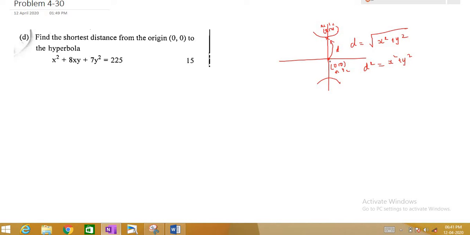It is not the maximum, it is the minimum distance, the shortest distance between the origin and the hyperbola. This is the shortest distance, right? Yes. So this can also be the shortest distance. This can also be the shortest distance.